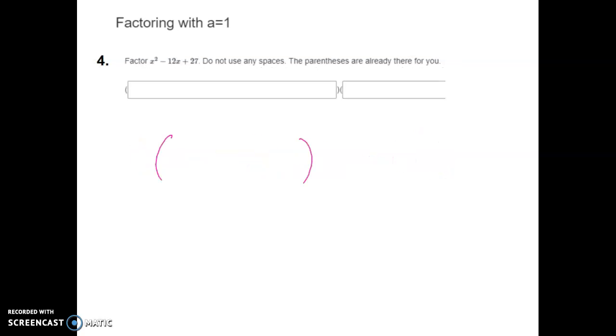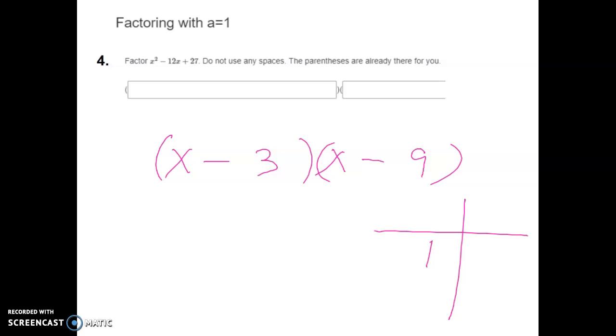Number 4, same concept, x minus minus. Now, what two numbers when I multiply give me 27, but when I add, they give me negative 12, and that is negative 3 and negative 9. And the easiest way to do that is just to write down the factors of 27, 1 and 27. What are some other numbers that go into 27? 3 and 9. And that's really it. Okay.